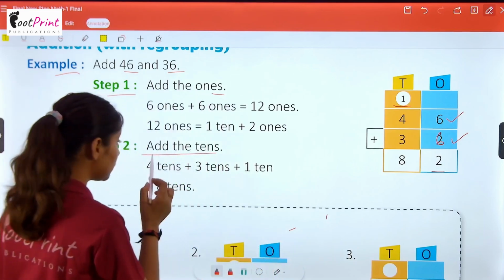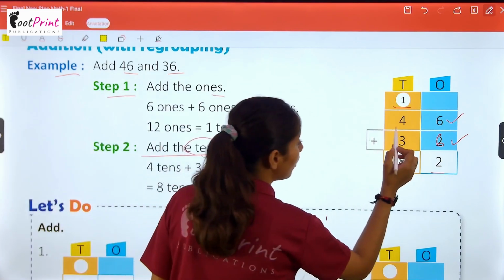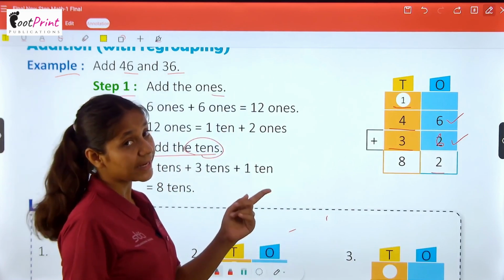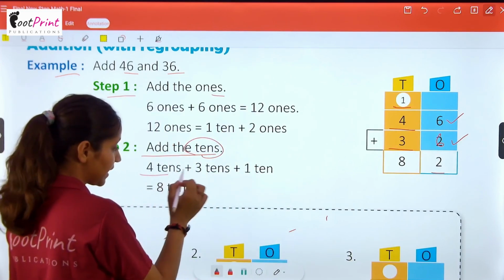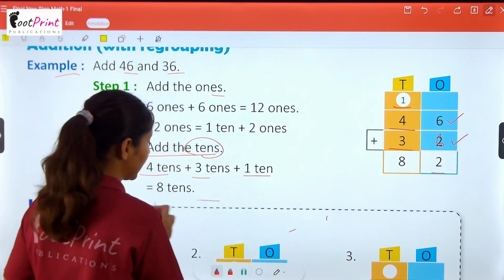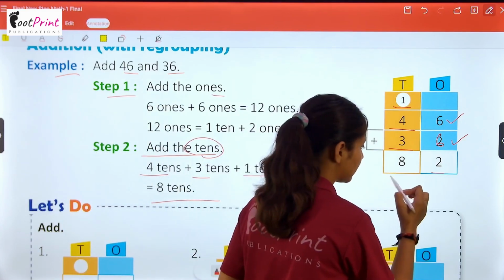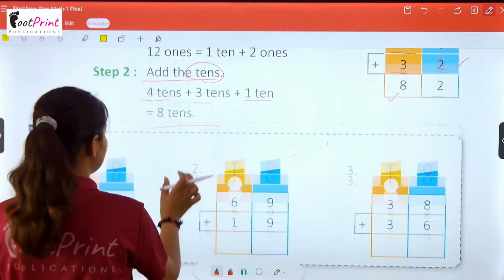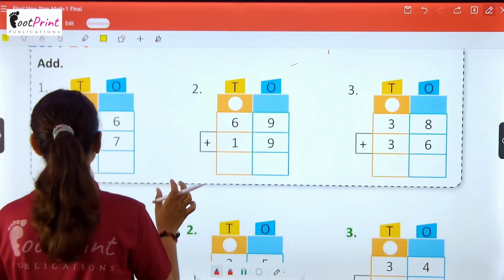Now step 2 says adding the tens. How? 4 tens plus 3 tens plus 1 ten. This is the carried over ten. So 4 tens, 3 tens, 1 ten make 8 tens. So we will write 8 in the tens column. As the answer we get 82. Okay, 8 tens and 2 ones.